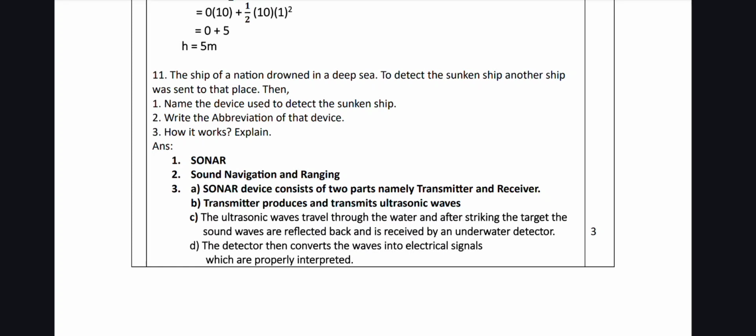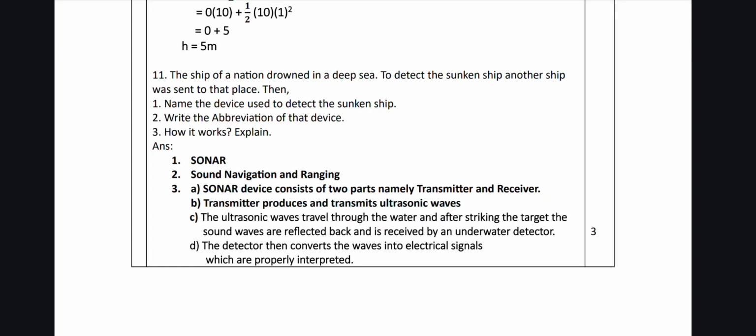Sonar devices consist of two parts, namely the transmitter and the receiver. Transmitter ಏನು ಮಾಡುತ್ತೆ? The transmitter produces and transmits ultrasonic waves. These ultrasonic waves travel through the water, and after striking the target, the sound waves are reflected back and received by an underwater detector. So they send the sound waves through the water to the target. What is our target? Our target is the sunken ship, which is there on the deep sea ocean bed.